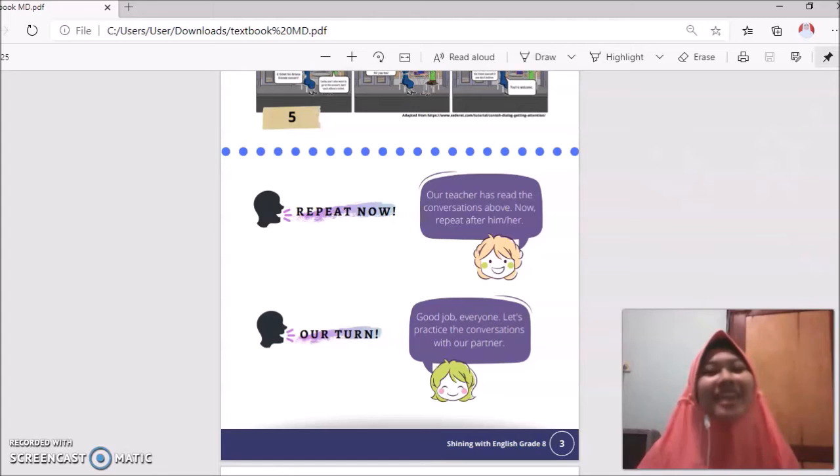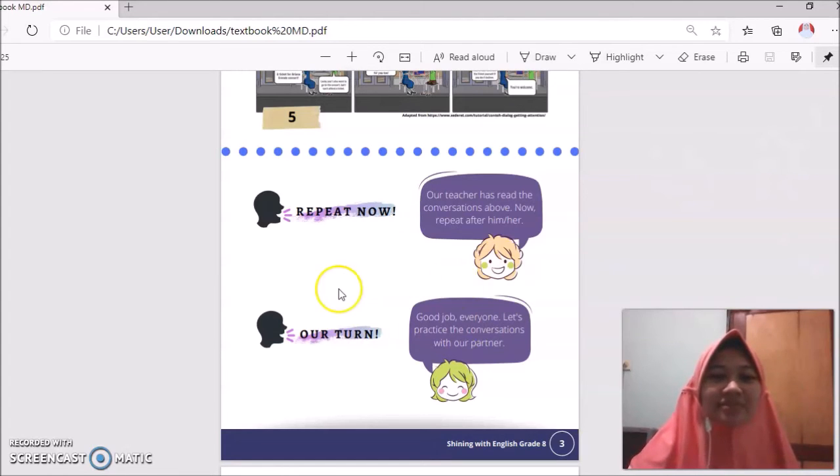Okay, move to the next activity, that is speaking. There are 2 features. There are Repeat Now and Our Turn. In Repeat Now, the students will repeat the conversation provided after the teacher reads them one by one. Meanwhile, in Our Turn, it's time for the students to practice the conversation with their partners. The teacher can go around the class to monitor this speaking activity.